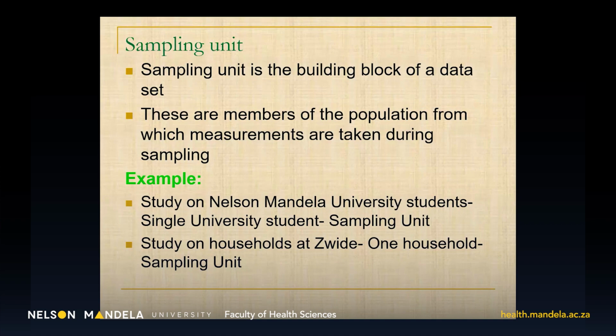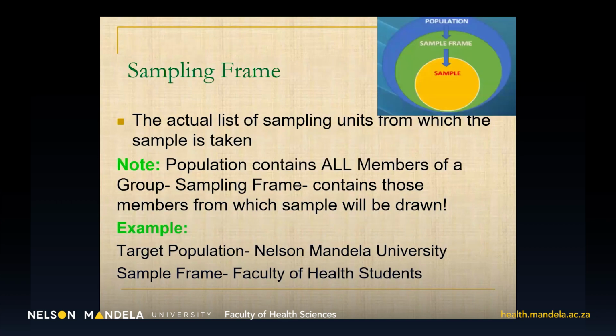Thank you. Now, sampling unit. We looked at target population, your sampling unit. So your sampling unit talks to your target population, and we've seen it. Now, what is then a sampling frame? Sampling frame is the actual list of these units from which the sample is taken. Come to think of it, in terms of students at Nelson Mandela University, sampling unit is one student. So sampling frame is actually the number of these students that we will sample from.